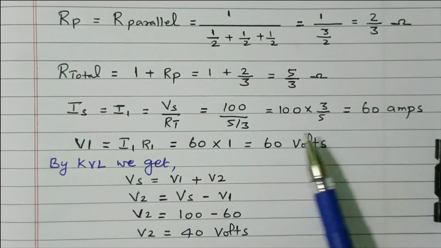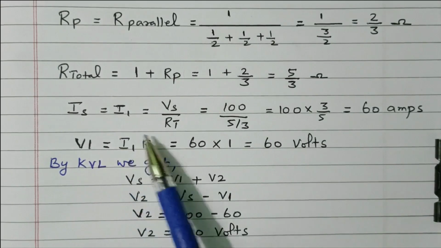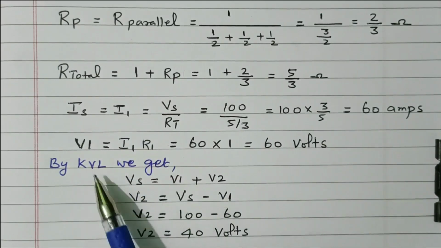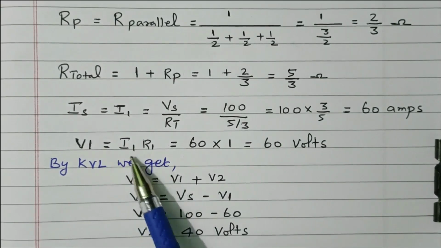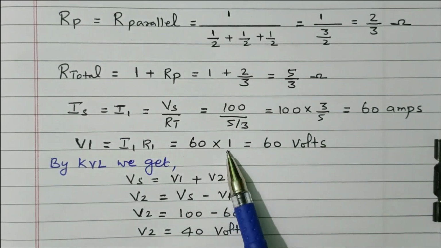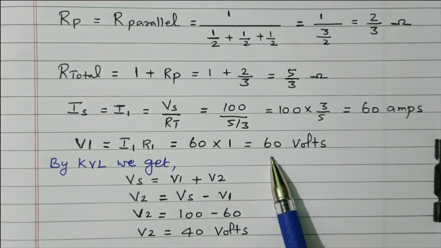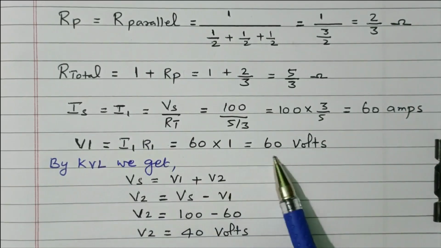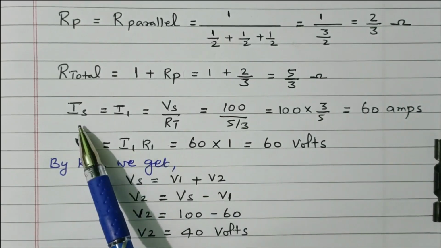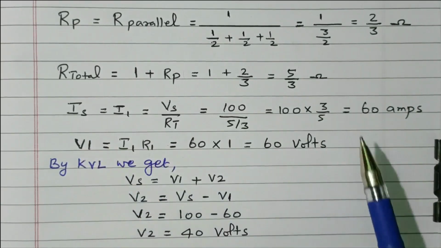So the source current as well as the current I1 is 60 amperes. From that we can find V1. V1 equals I1 R1. I1 is 60 amperes, R1 is 1 ohm, so 60 volts. Right? So I1 is equal to 60 amperes, V1 equals 60 volts, and the source current is also 60 amperes.